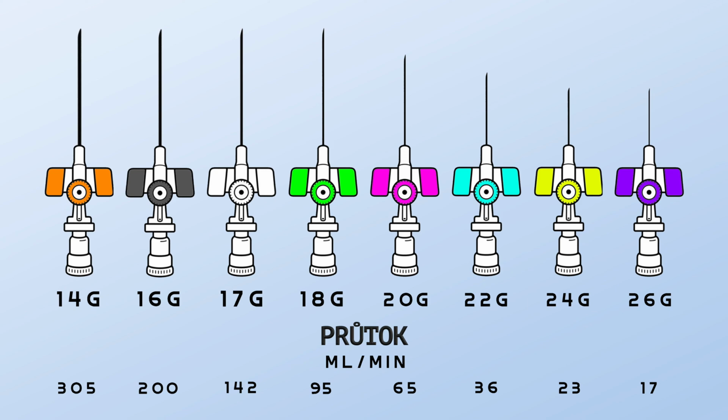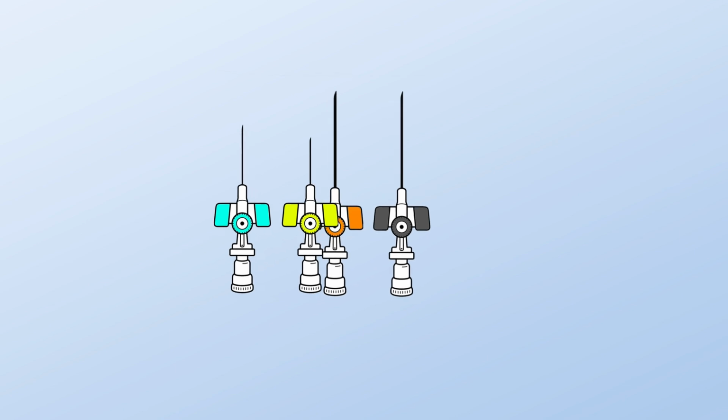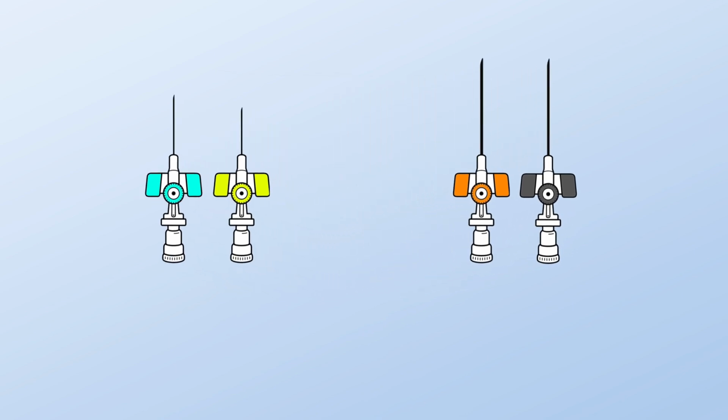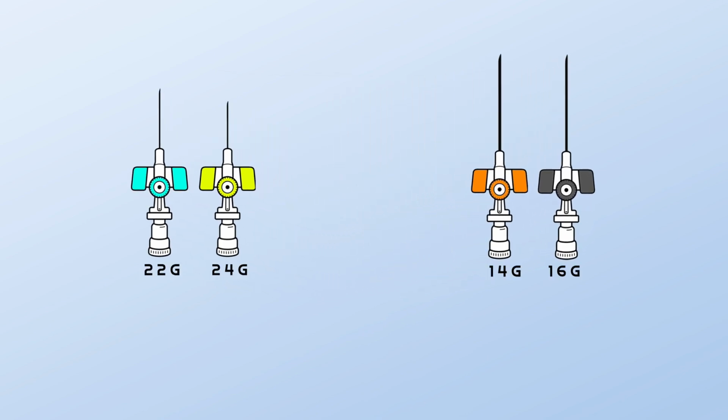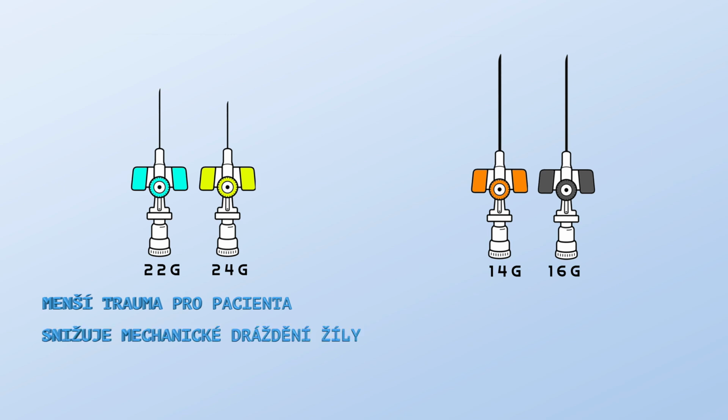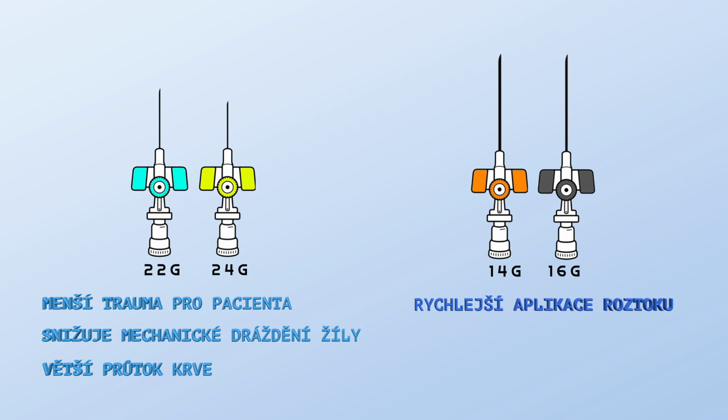The catheter should not occupy more than 1/3 of the vein and should never completely occlude the inner lumen of the vein. A smaller catheter causes less trauma for the patient, reduces the risk of mechanical irritation of the vein, and allows for greater blood flow, which leads to faster dilution of the administered medication. A larger catheter allows for quicker administration of the solution.